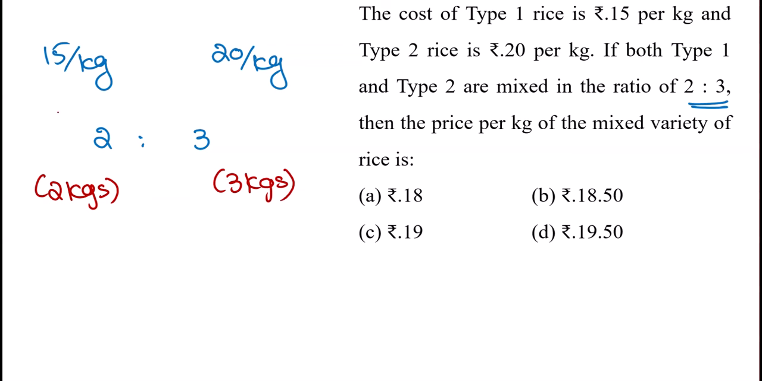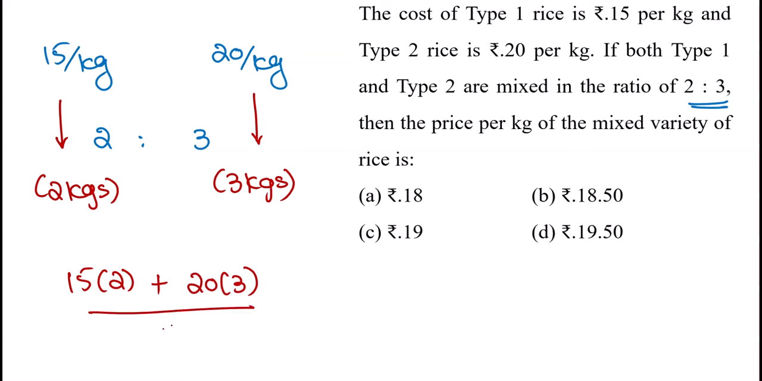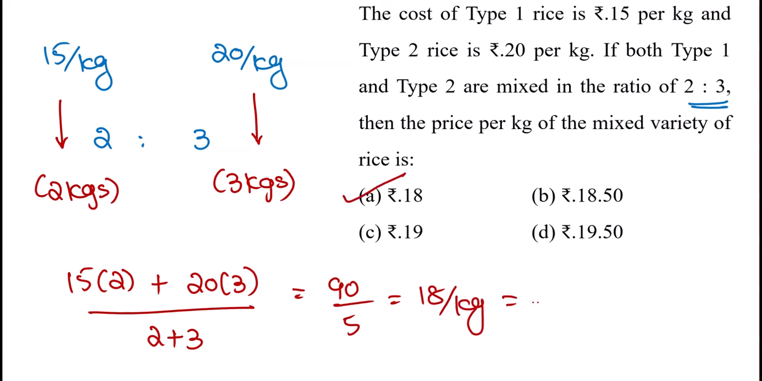Now 15 per case, 2 cases means 15 into 2, 30 rupees. 20 per case, 3 cases means 20 into 3, 60 rupees. This is 5 cases, 90 rupees, 5 cases. So the mixed one is 18 per case. That's option A. Whenever the mixed ratio is given for any question, this is how you need to apply.